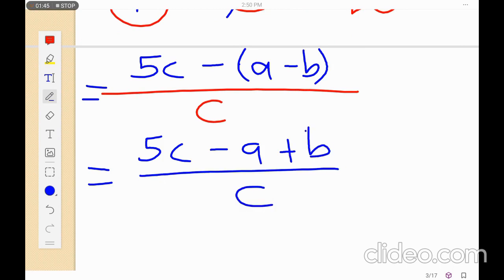Can we try to simplify? We've got unknown letters, they are different, so we'll leave our answer like this. We've got a, b, and c there, so we leave it. This is how we do this one.